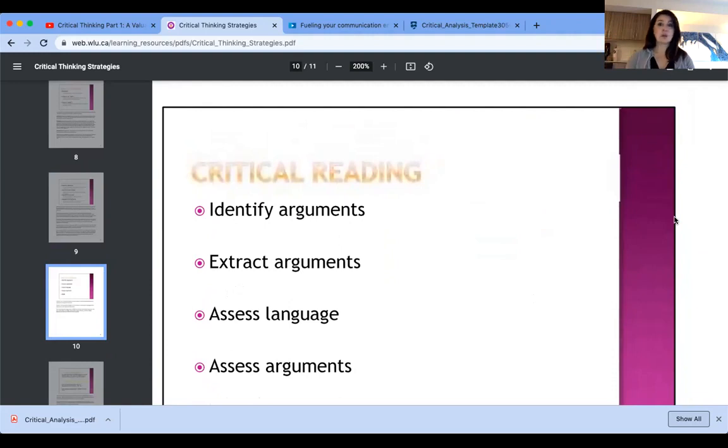I'm going to give you a topic, for example, to argue, and I put you in a breakout room. You'll see how it works. You identify the argument. After you identify the argument, you extract the argument. What is going on? What is the issue? And how can I assess the language? And how can I assess the argument? So you identify the problem, you extract the exact problem that you're focusing on, you assess the language, you assess the argument.